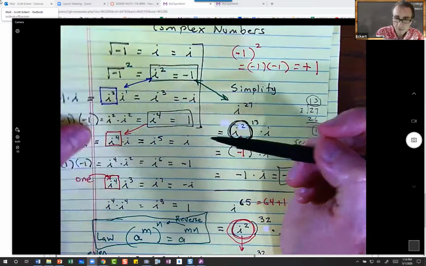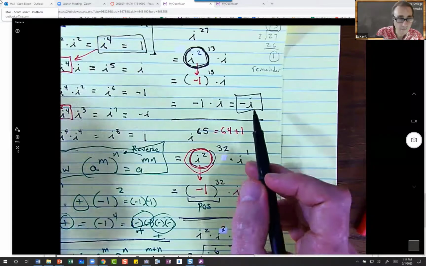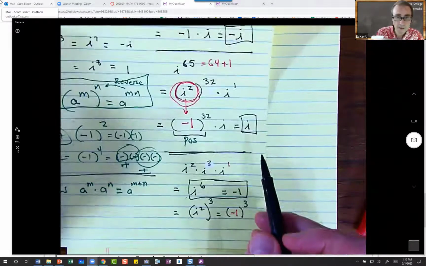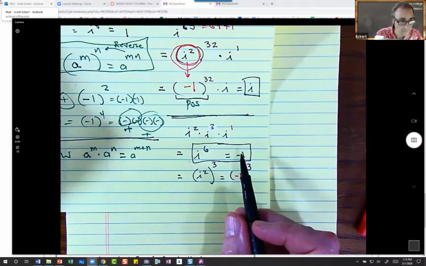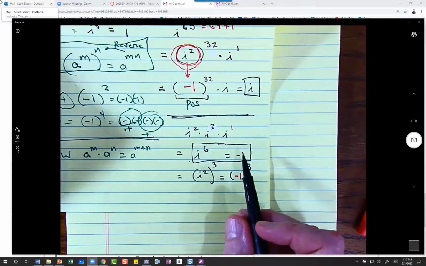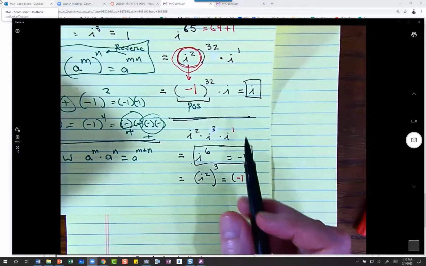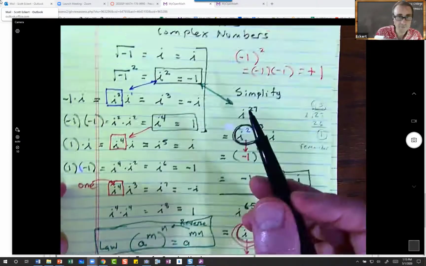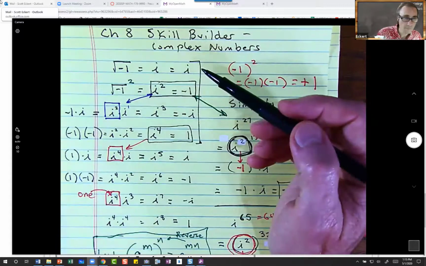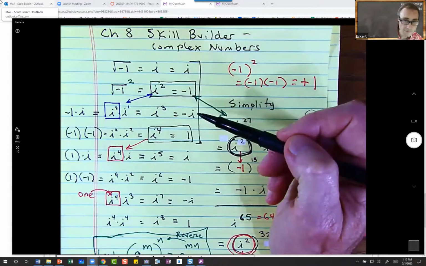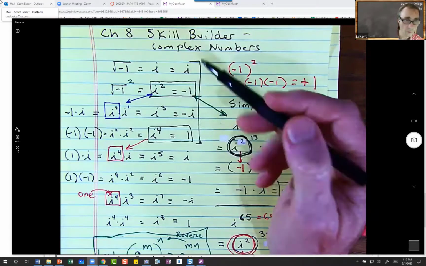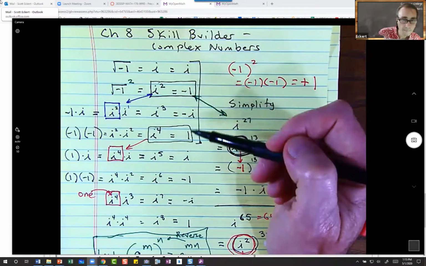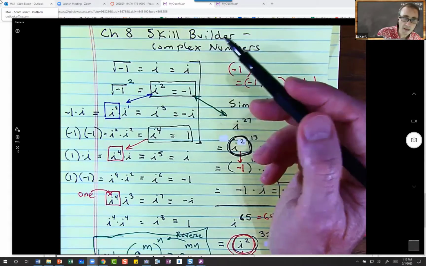So here I had a -I, here I had a positive I, and here I had a negative 1. It just depends on the exponent. Yes, it depends on the exponent. You're going to have 4 possible outcomes. An I, a negative I, a negative 1, or a positive 1. It'll be one of those 4. And it just depends on the powers.